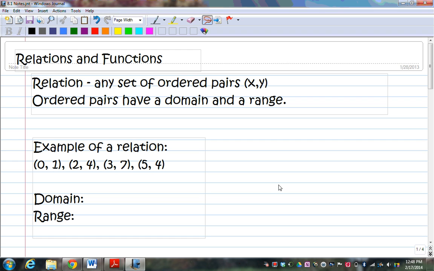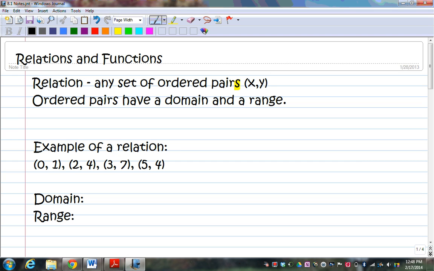Well, it's any set of ordered pairs. Notice that this is plural, pairs. And then I have an example of an ordered pair here off to the right. Remember that your x-coordinate is written first and the y-coordinate is written second. That's important to know as well.